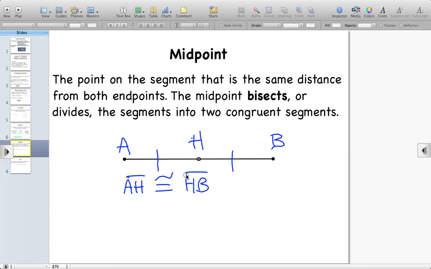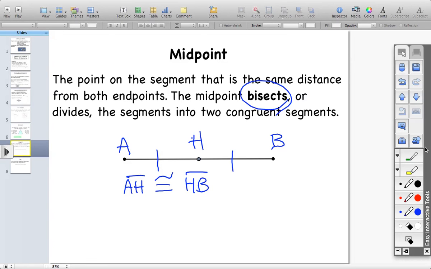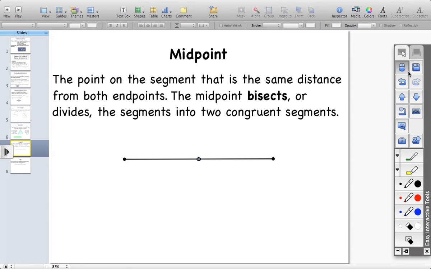The word bisect, I have it in bold on the screen. It's a very common word. You will see that a lot in geometry, and it means that something is being divided equally into 2 parts.